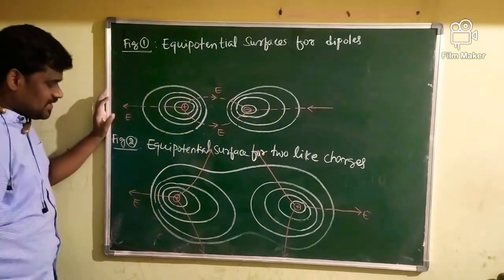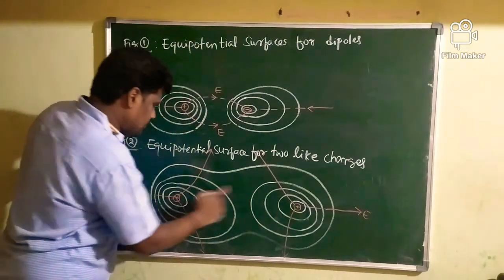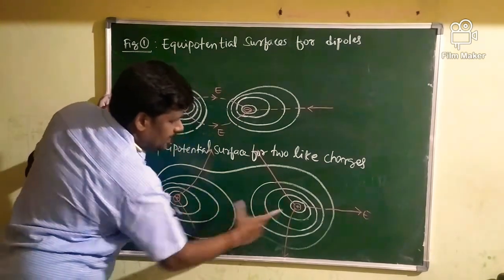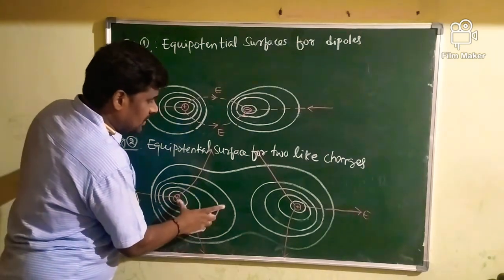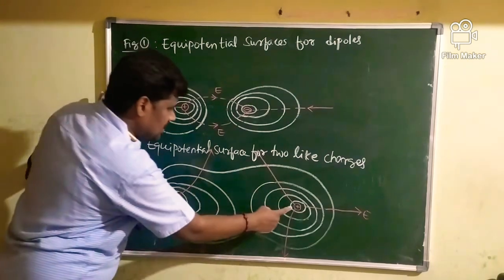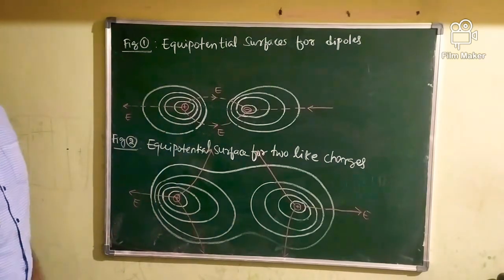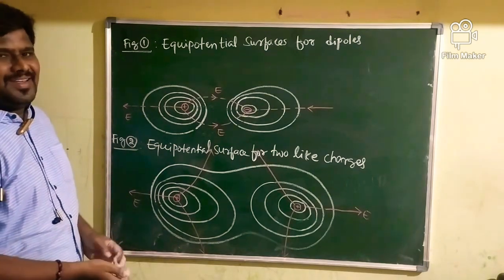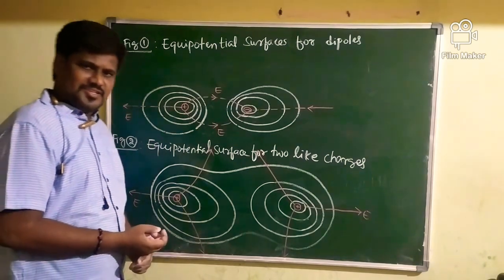But for like charges, look at the region between the charges. The equipotential surfaces are well separated from each other. They are far from each other, indicating that between the like charges, the strength of the electric field is weak here, and here the strength of the electric field is very strong. So this is the nature of equipotential surfaces for different charge systems.